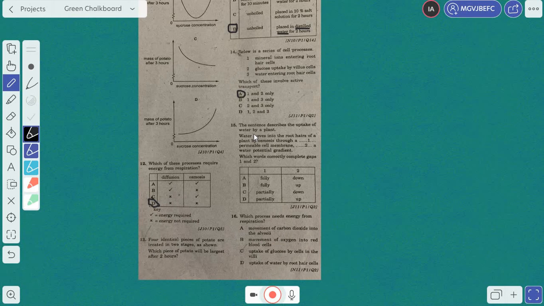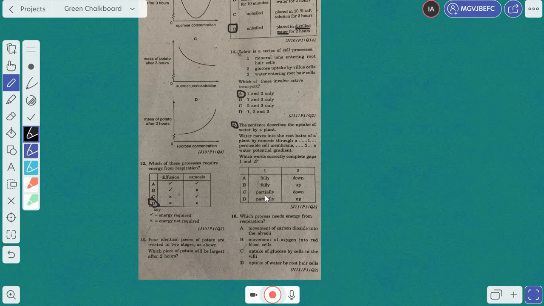Okay, moving on to 15th. The sentence describes the uptake of water by a plant. Well, the word osmosis should click in your mind because it is describing the uptake of water by a plant. Water moves into the root hair cells of a plant by osmosis through a blank. It should be partially, either C or D, okay?